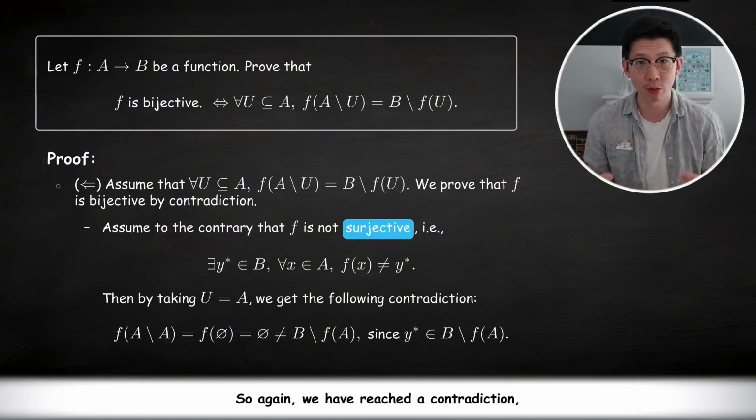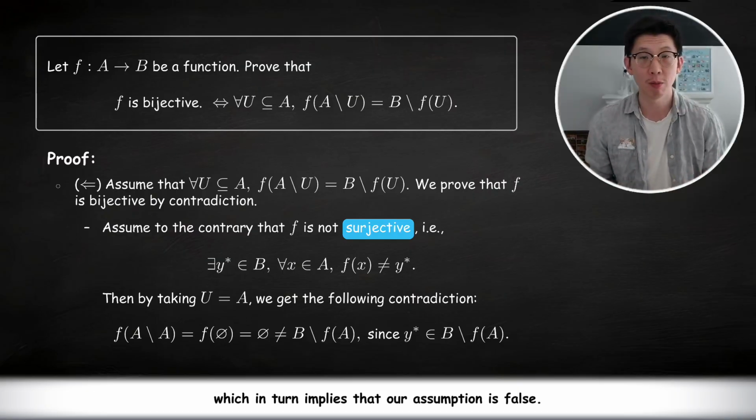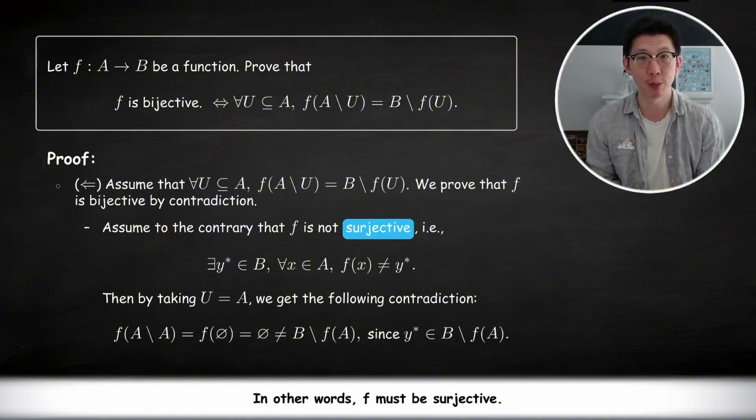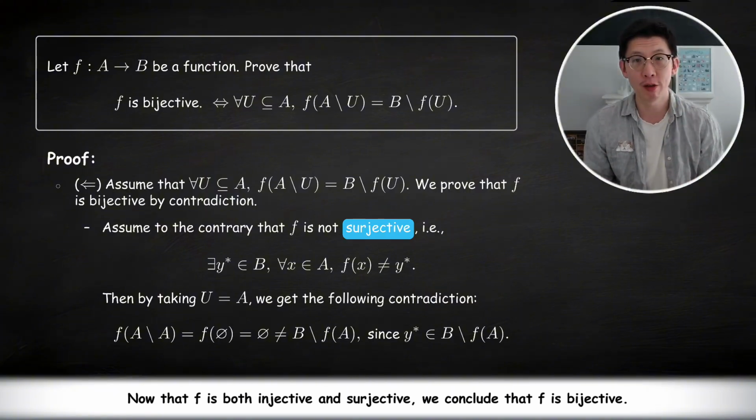So again, we have reached a contradiction, which in turn implies that our assumption is false. In other words, f must be surjective. Now that f is both injective and surjective, we conclude that f is bijective.